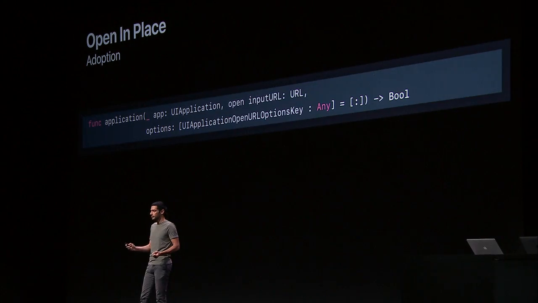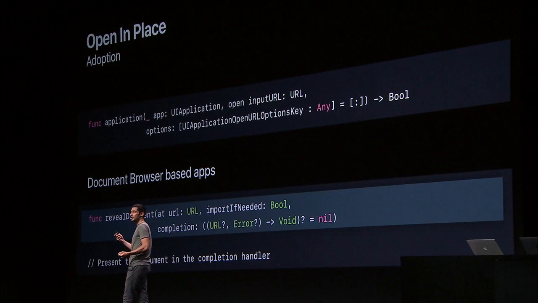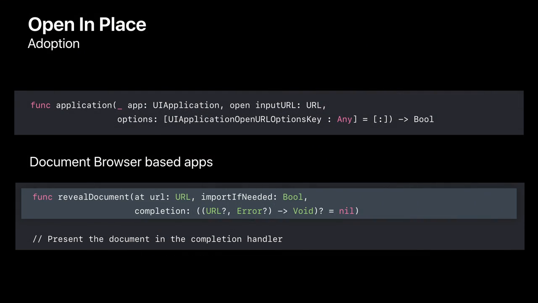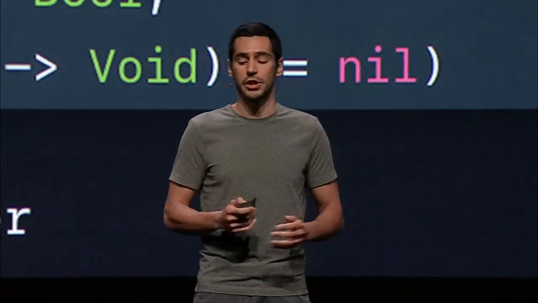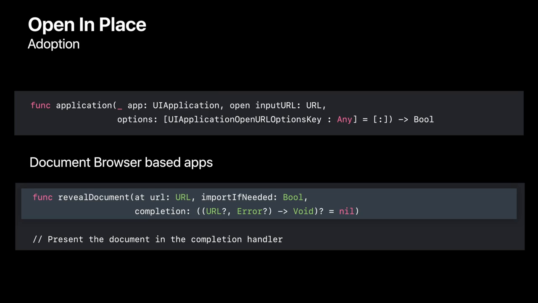Once you've declared to the system that your app handles Open in Place, we must access the document in the following UIApplicationDelegate method. Again, if your app is document browser based, typically in this method, you'll make the reveal document call on the document browser view controller. Once the completion handler is called in this method, you present the document in the completion handler. This is already done for you in the Xcode template.